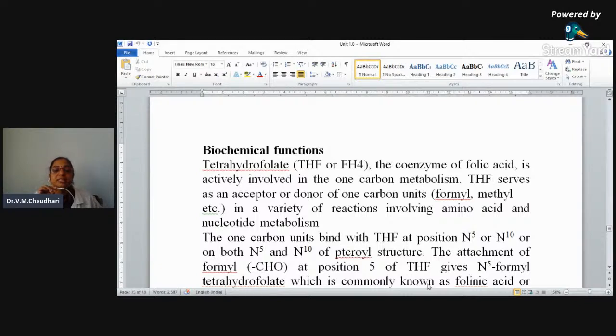THF serves as the acceptor or donor of one carbon unit. In which atoms there is only one carbon involved, such as formyl, CHO, or methyl, CH3, those groups are transferred by the folate, tetrahydrofolate, in metabolism. And there are a variety of reactions involving amino acid and nucleotide metabolism.